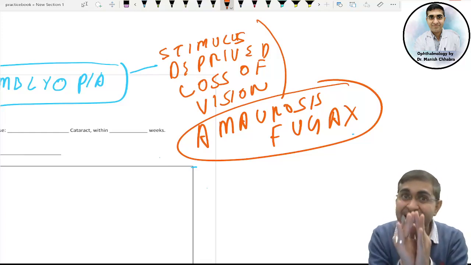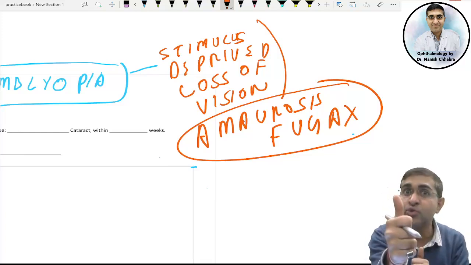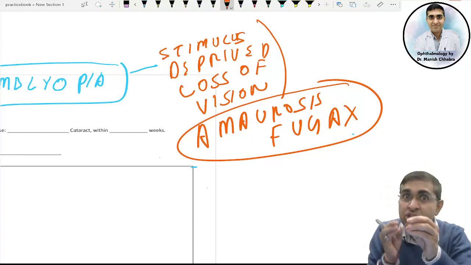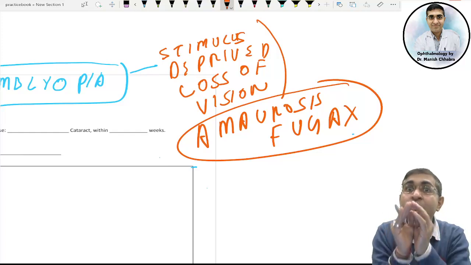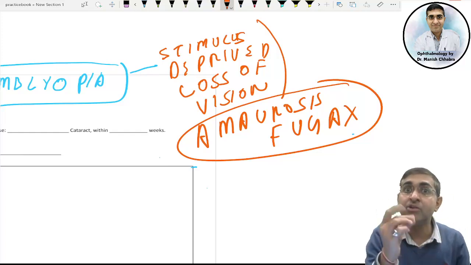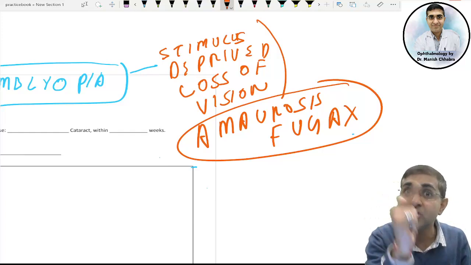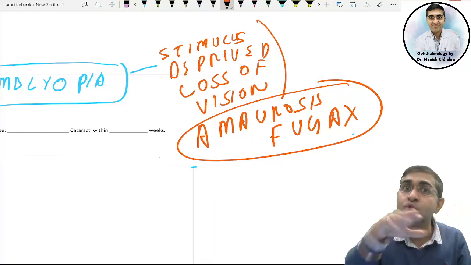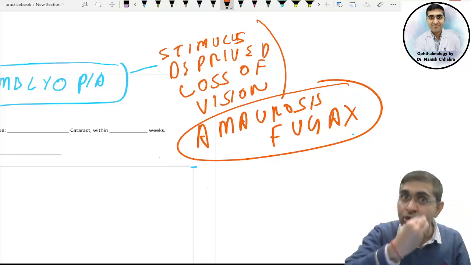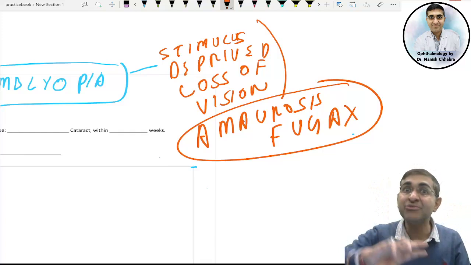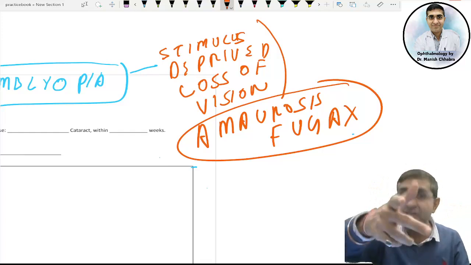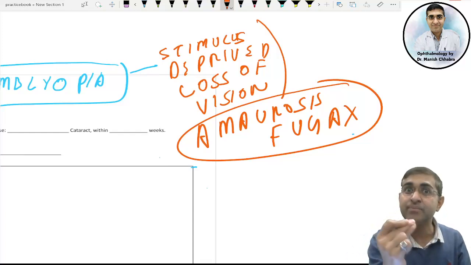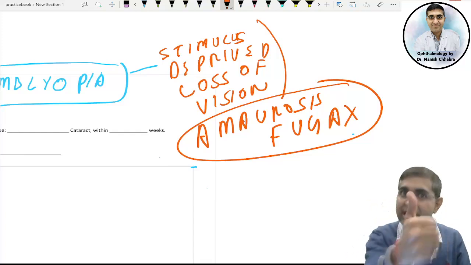Now amaurosis fugax is when there is some embolus circulating in the blood. When it comes and occludes the blood supply, the response is sudden painless loss of vision. It will be there, and it will be removed in just a few minutes. The embolus will move on and the patient will regain the vision. So what is the difference between amaurosis and amaurosis fugax? Amaurosis fugax clears within a few minutes, number one.